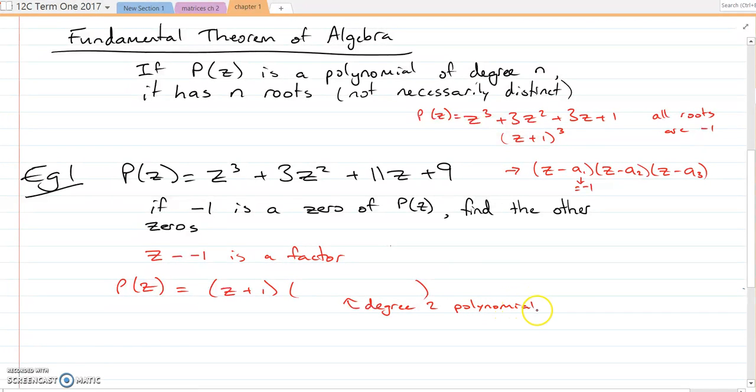Alright, so there's a couple of ways you can solve for this. One of them, let's try it this way. Okay, this is going to be some number of z squareds.